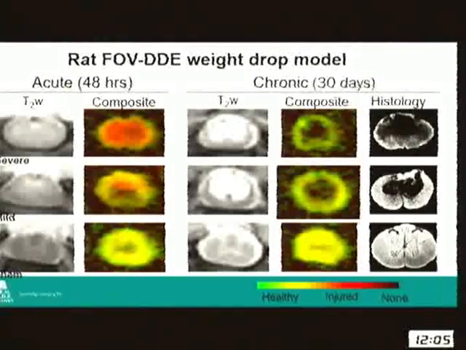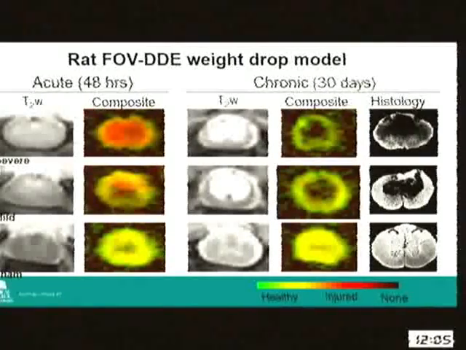And these are just some early sort of proof of concept spinal cord injury rat model images. So on the left-hand side is the acute injury. On the right-hand side is chronic injury. The columns are T2 weighted signal change, and then DDE, and then histology. And you can see that there's a correlation. You can clearly see on the images, the composite images, that this corresponds to the T2 weighted imaging and the histological changes after a weight drop model in rats.